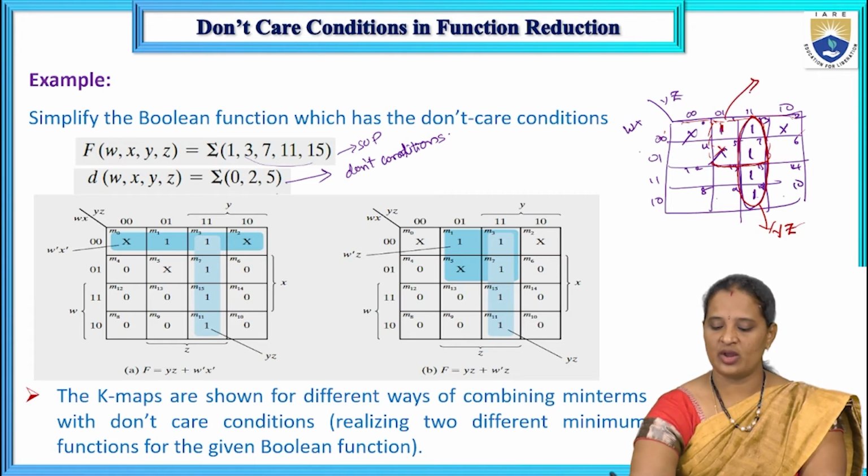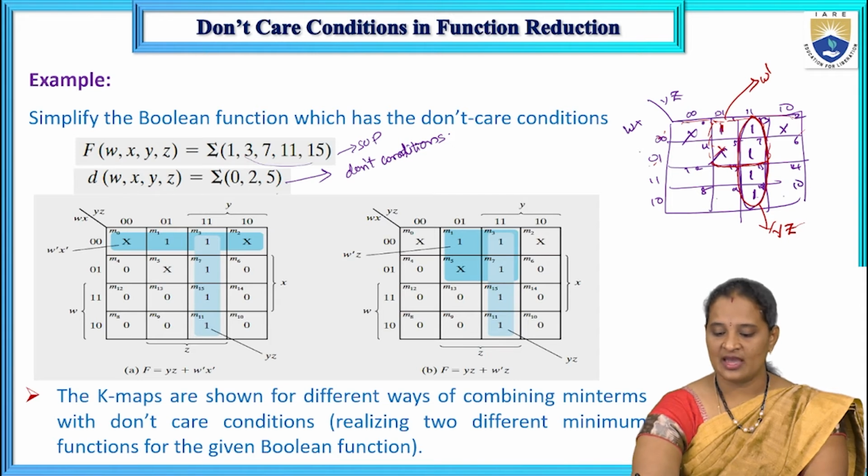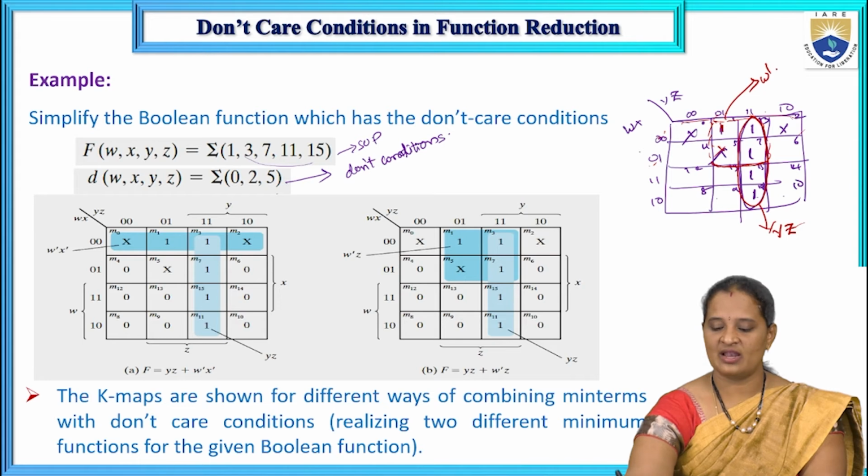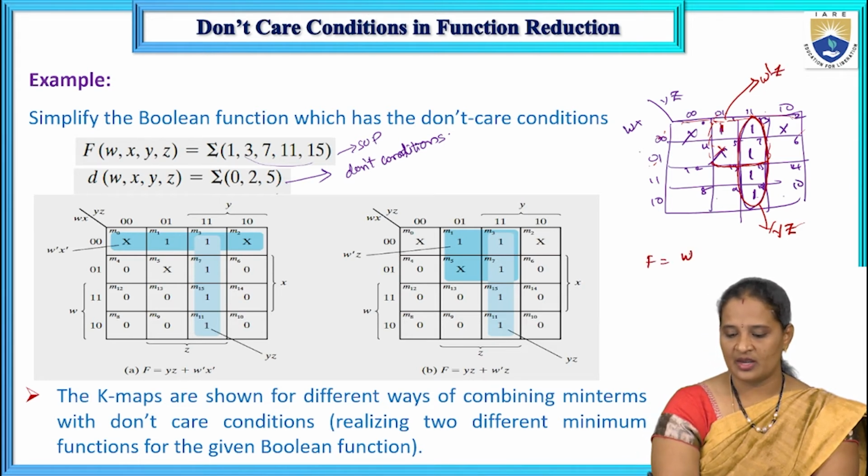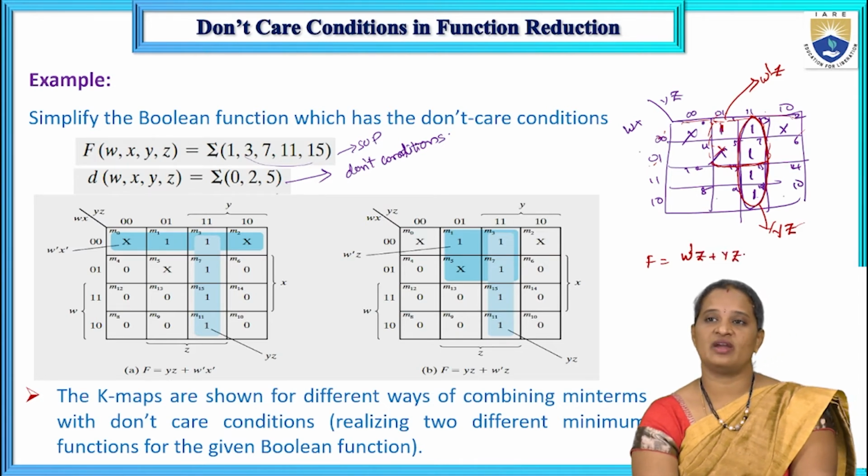Now coming to this one, what is the prime implicant? W value is common, which is equal to 0, so w complement, where x value is varying, eliminate x, and y value is varying again, eliminate y, z value is common, so wz. So that is f equals w complement z plus yz. This is the simplified expression.